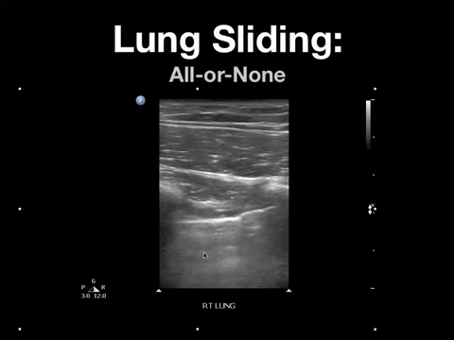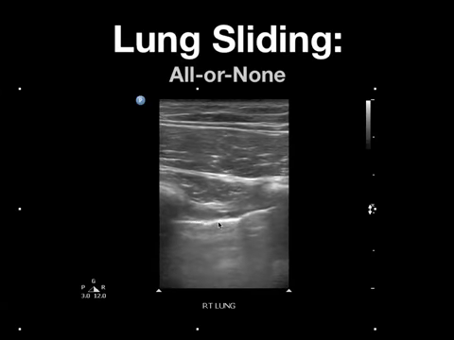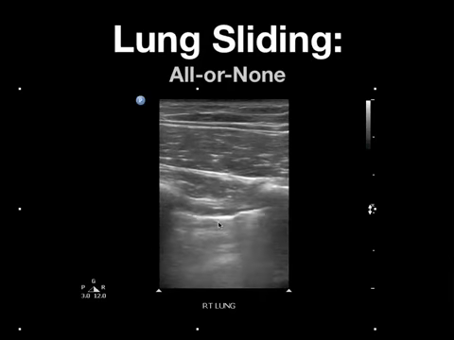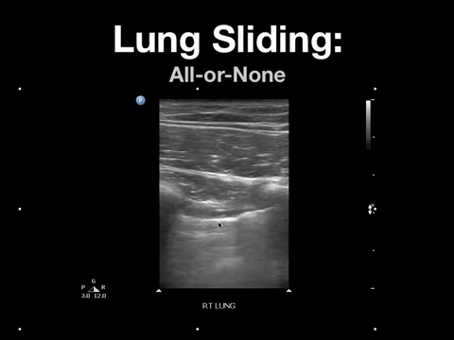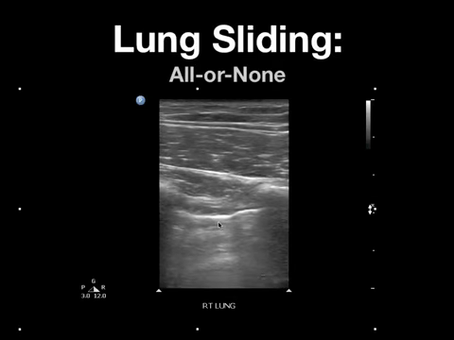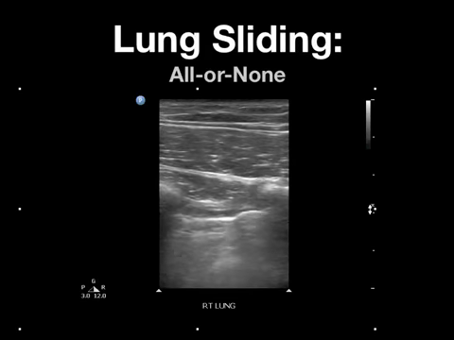Now, it's important to remember you're not attempting to quantify the amount of lung sliding present. All you're really doing is looking for yes, no. Is there or isn't there lung sliding? There are going to be different degrees of lung sliding in patients with severe obstructive lung disease, patients with pulmonary fibrosis, the patient who is hypoventilating. So you need to keep that in mind. It's an all or none.